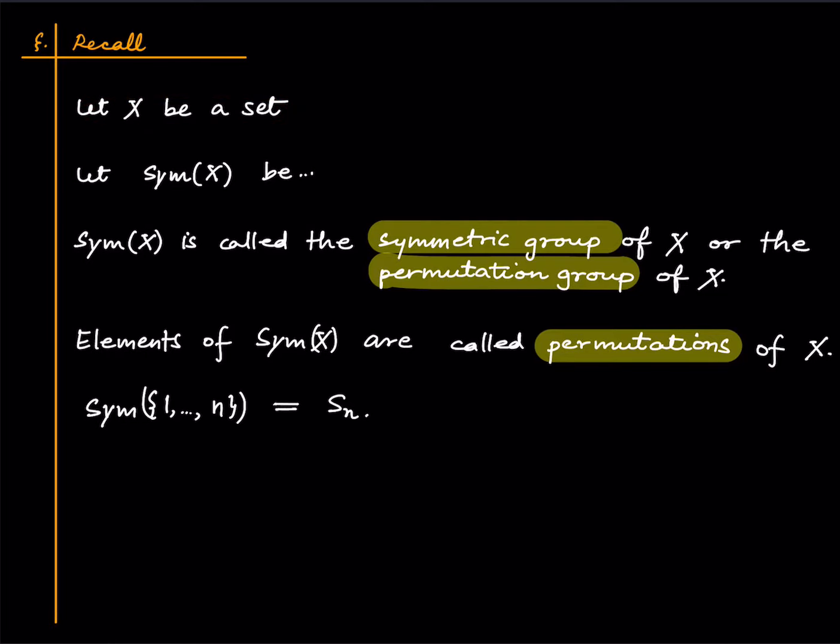Suppose X is a set, then this we defined as the set of all bijections from X to X, equipped with the binary operation of composition. And we saw that this is a group, and it was one of the first examples of groups. This is called the symmetric group of X or the permutation group of X. I don't think I used this phraseology earlier, but I think this is a better phraseology, and I would like to stick to this one from now on. The elements of this group are called permutations of X, so another terminology. And as a piece of notation, instead of writing this hefty thing, we just write that.